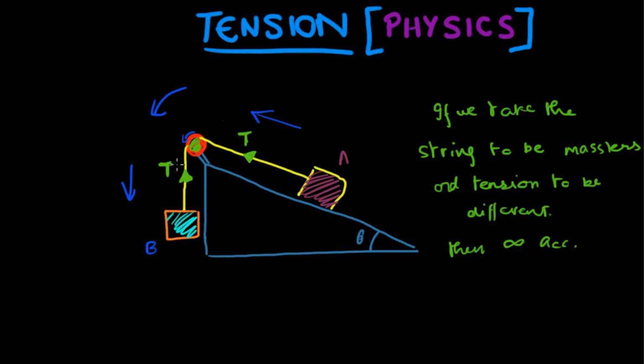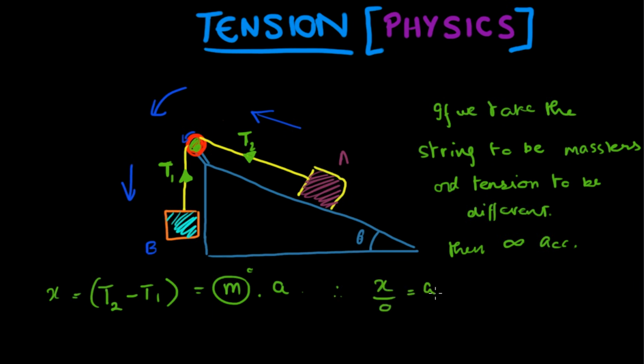Let me explain what I mean by that. Say we have two different tensions, T1 and T2. This is being accelerated over here, so T2 is doing all the work. So T2 minus T1 is a force, and if the mass is 0, this is 0 and this is the acceleration. Now if this is 0 and this has a difference, let's take it as a constant x. T2 minus T1 is x. Therefore x by 0 is equal to a. That means there's infinite acceleration, which is impossible.